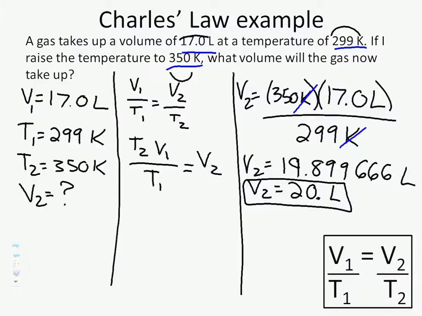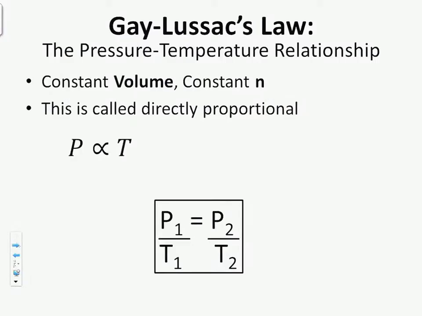All right, so that is Charles' law. Gay-Lussac's law looks at the pressure-temperature relationship. So he said, constant volume, constant N, what happens to pressure and temperature? He found out that they were directly proportional as well. Now, your textbook actually does not talk about this law as well. But to give him due credit, we wanted to include him in these gas laws PowerPoints. So we've got P1 over T1 equals P2 over T2.